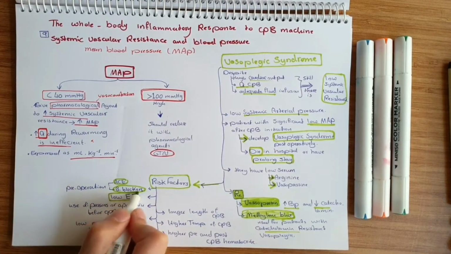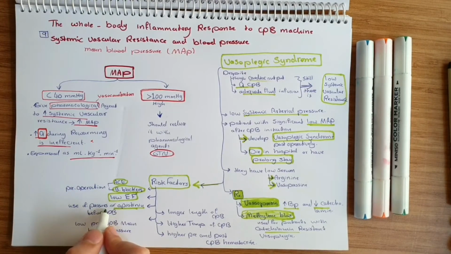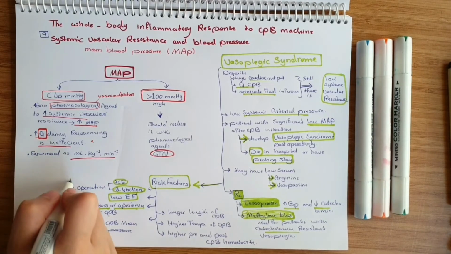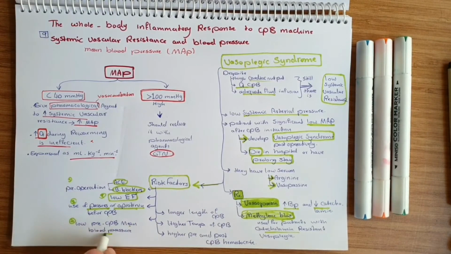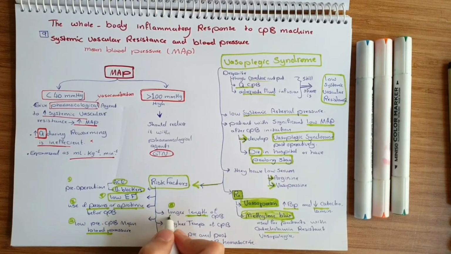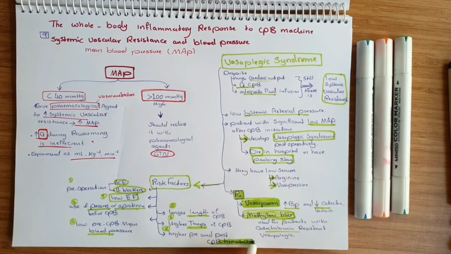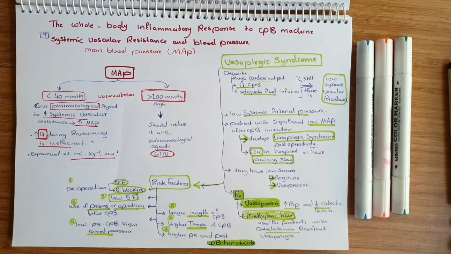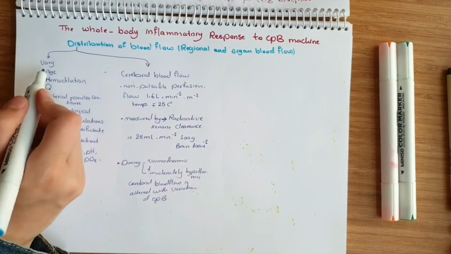Risk factors for developing this syndrome: when preoperatively the patient takes ACE inhibitors and beta blockers. Low ejection fraction. When we use vasopressors or aprocitentan before the cardiopulmonary bypass machine. And the other one is low pre-cardiopulmonary bypass mean blood pressure. Then we have longer length of the cardiopulmonary bypass machine and higher temperature while on the machine and higher pre and post cardiopulmonary bypass machine hematocrit.